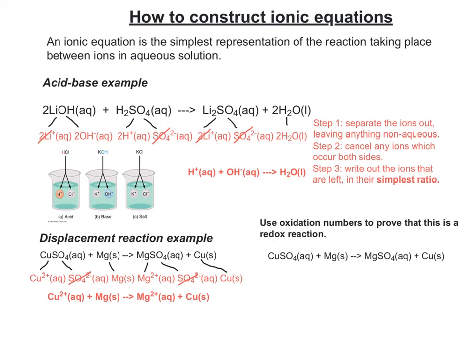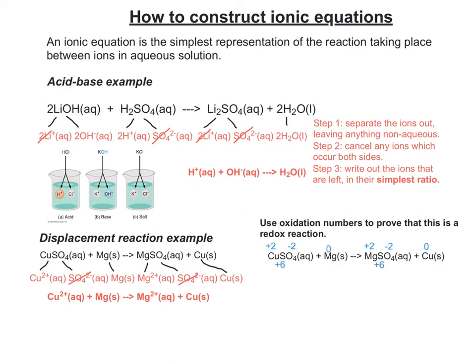So the first thing to do is to assign oxidation numbers to as many things as you can, which I'm about to do. The next thing I need to do is check what's been oxidized and what's been reduced. So what's changed in oxidation number? Let's start with copper. Copper has gone from +2 to 0. Has sulfur changed? No, it's +6 on both sides. Has oxygen changed? No, it's -2 on both sides. But magnesium has gone from 0 to +2. So that means that if copper has gone from +2 to 0, it's dropped in oxidation number, so it's been reduced. And if magnesium has increased in oxidation number from 0 to +2, it's been oxidized.